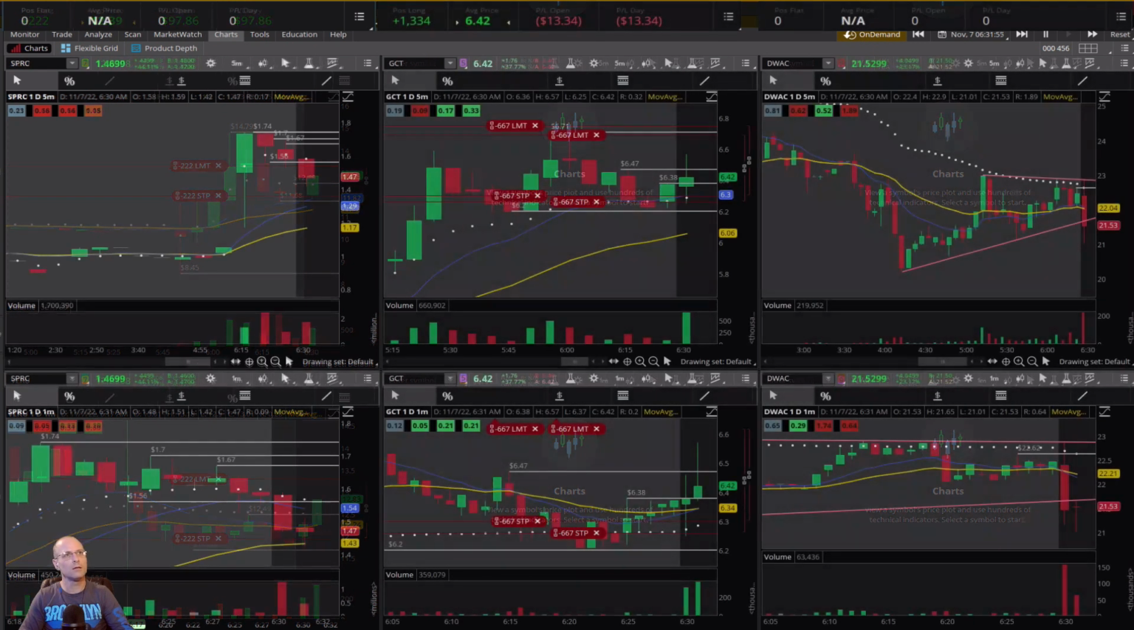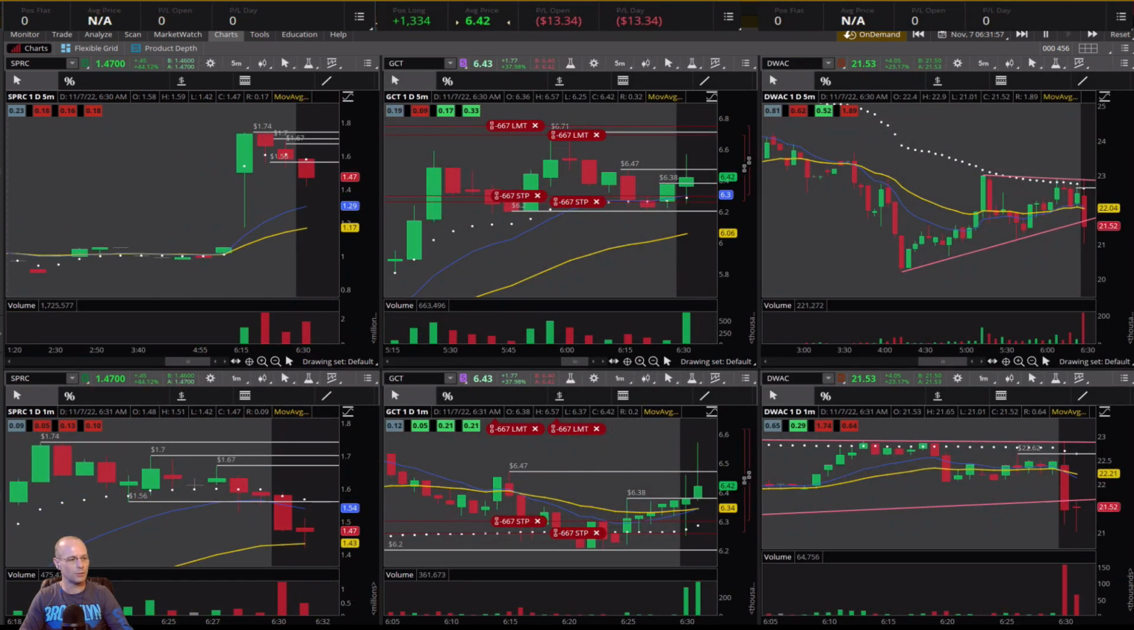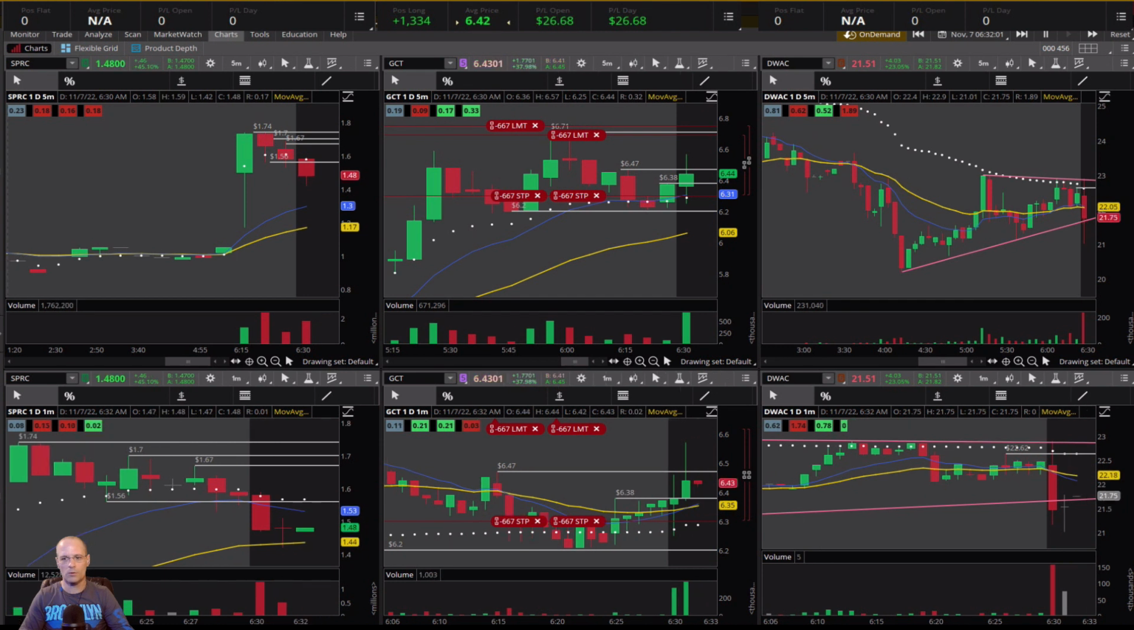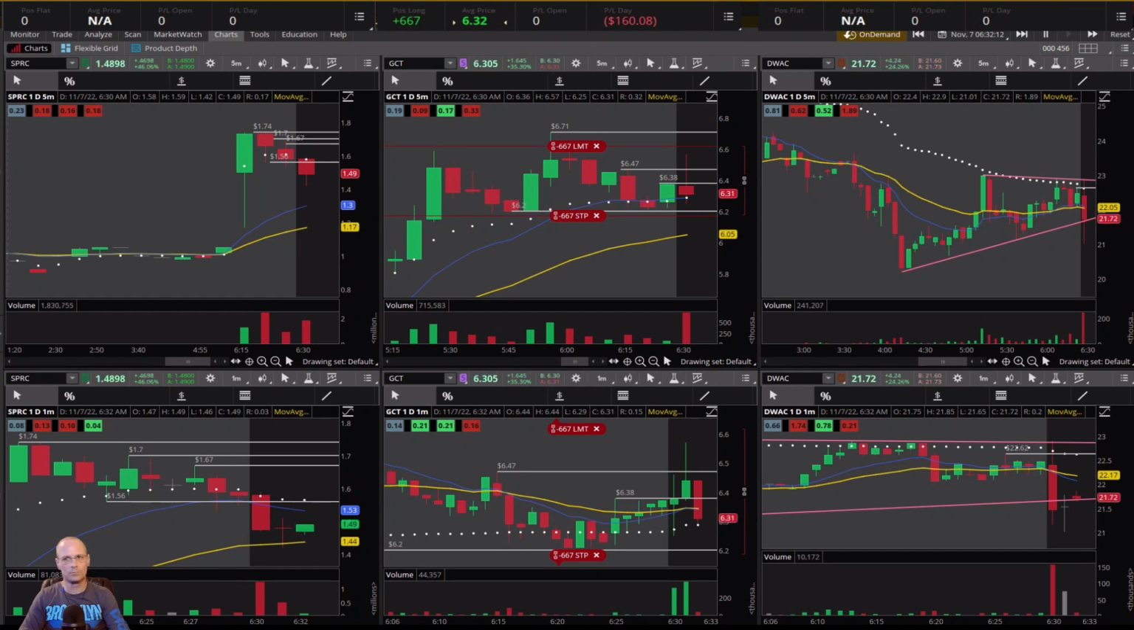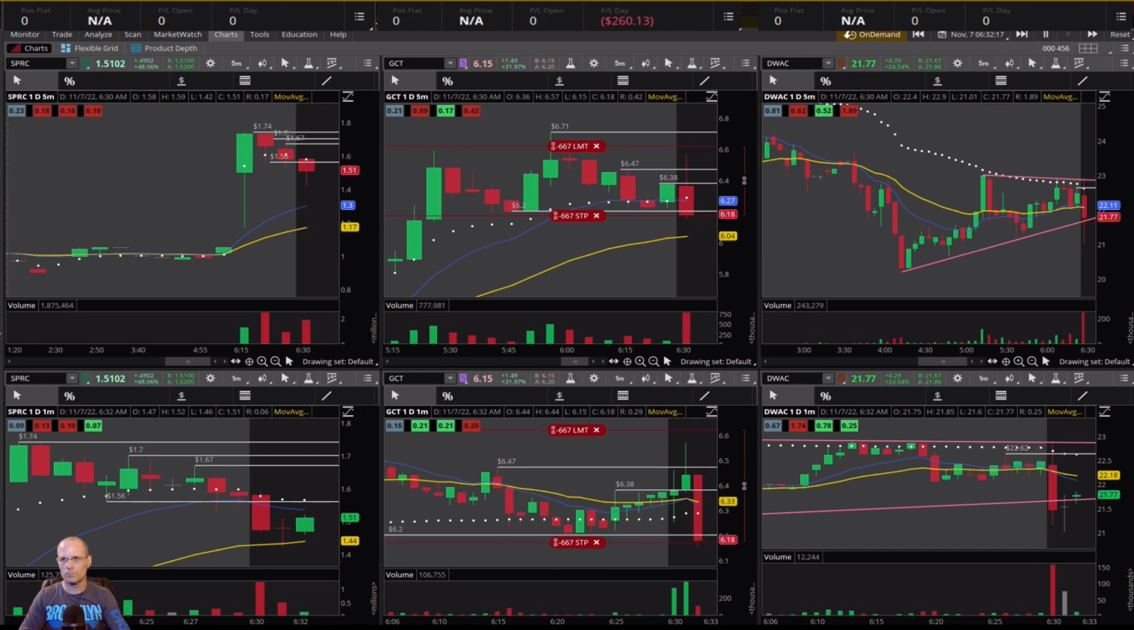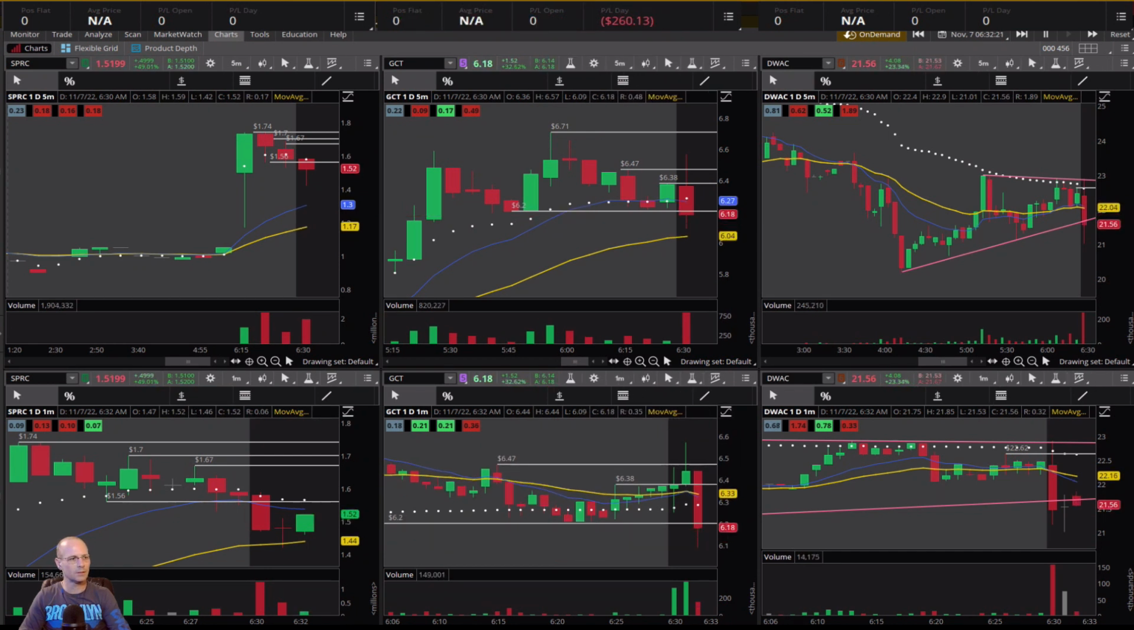So GCT, this candle is about to close. It's not giving me a lot of follow through here. But I'm going to hold this to find out if I can get a little more. Nope. Stopped out on her. I'm going to buy it off the VWAP though. And stopped out again. So down 260.